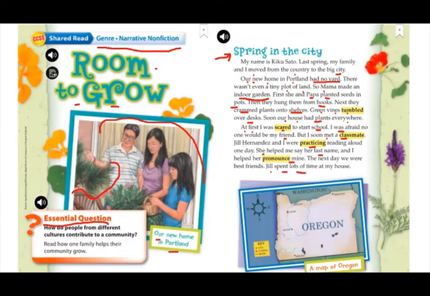So from the beginning of this lesson, we can see that the author of this text had many issues regarding moving to a new place. One of them is that there is no yard, there is no plot of land, there's no place for them to grow plants. And also the girl is scared to start school because she was afraid that no one would be her friend.